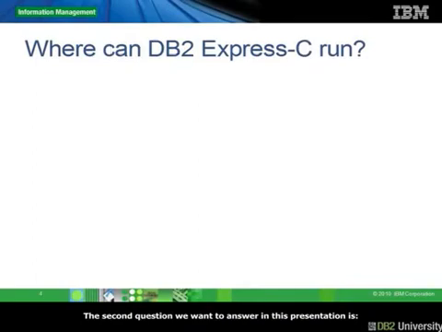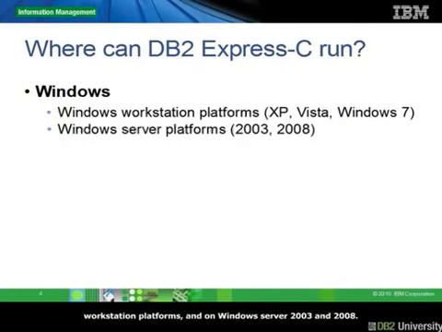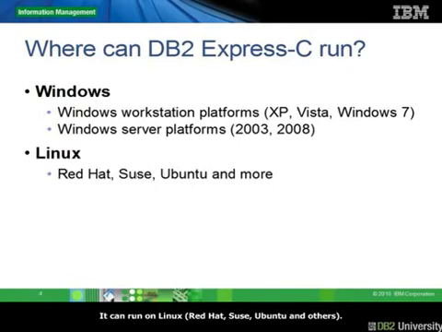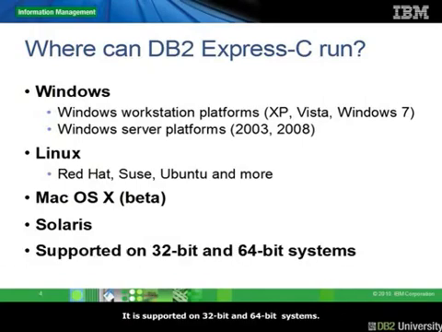The second question we want to answer in this presentation is, where can DB2 Express-C run? DB2 Express-C can run on Windows Vista, Windows 7, for workstation platforms, and Windows Server 2003 and 2008. It can run on Linux, Red Hat, Ubuntu, and others. There is a beta version for Mac OS X and Solaris. It is supported on 32-bit and 64-bit systems.